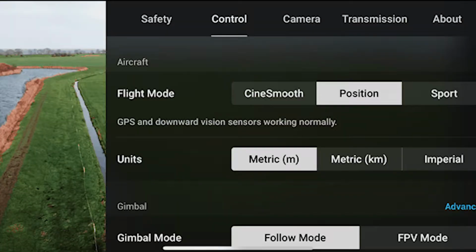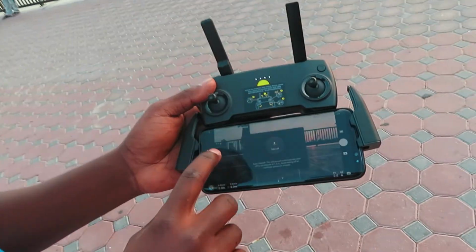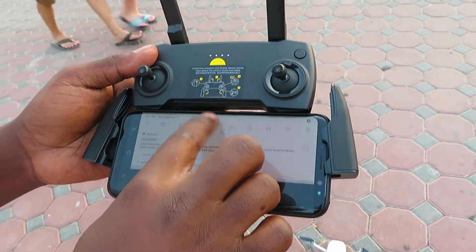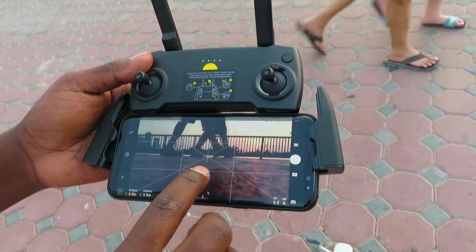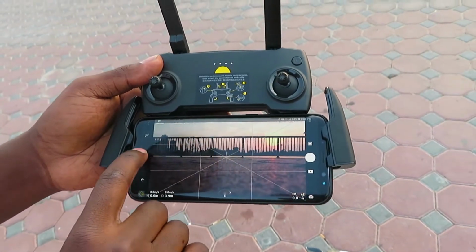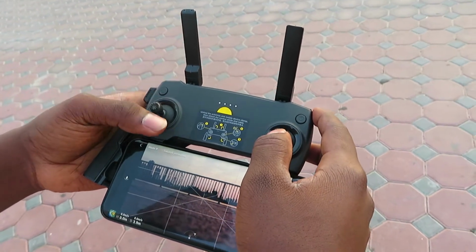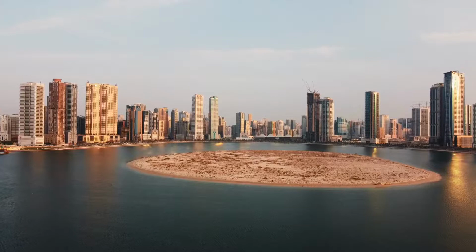Tip number four is the Cine Smooth mode. It is essentially a cross between positioning mode, P mode, and altitude mode, which combines longer braking distances with GPS-guided flight stability. While flying in Cine Smooth mode, the drone basically slows down and the controls slow down, thus giving you very smooth, nice looking, crisp cinematic footage.